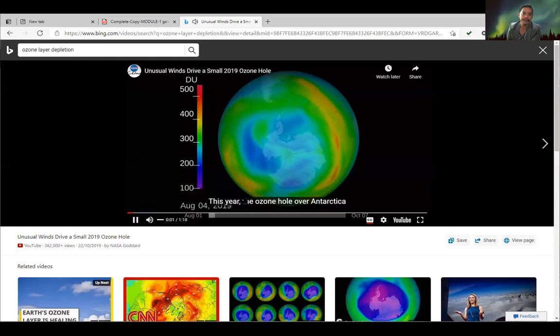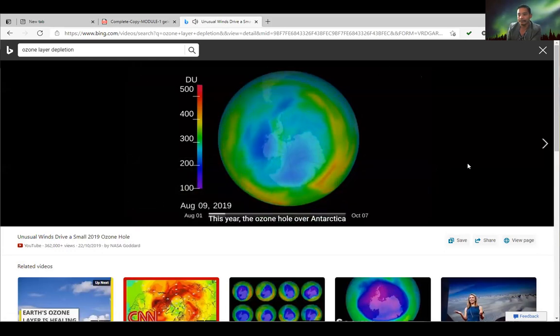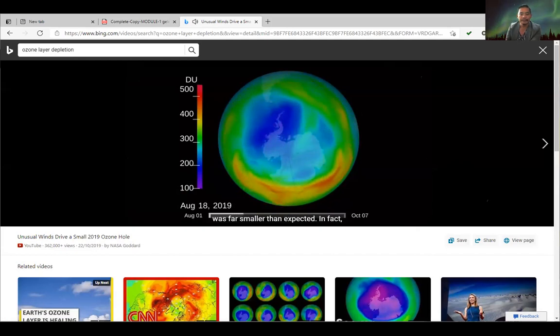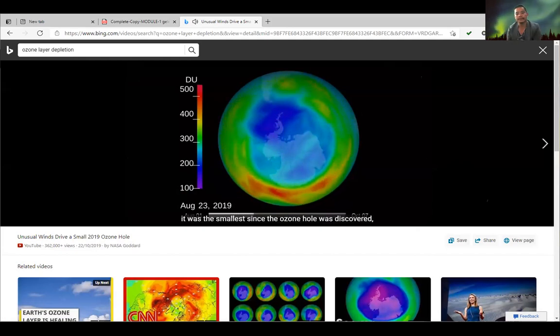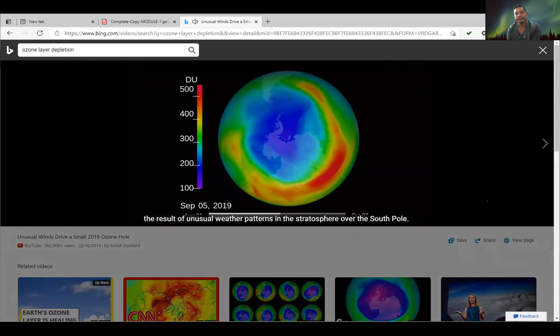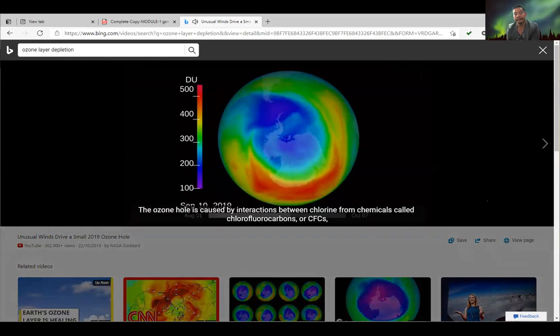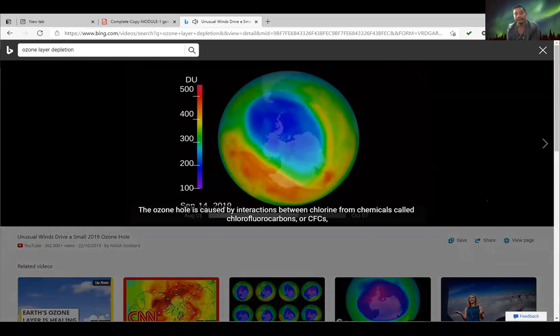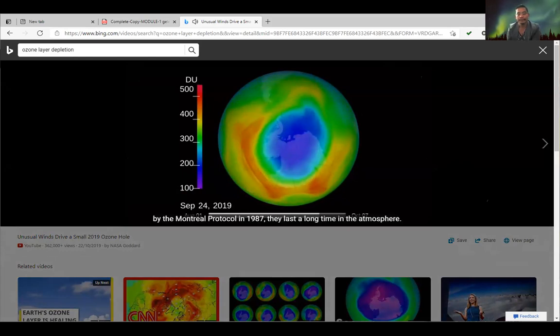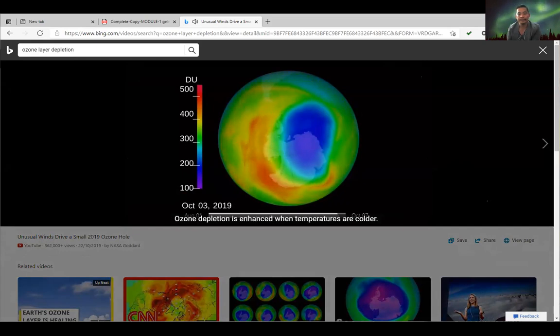Let's check it out. This year, the ozone hole over Antarctica was far smaller than expected. In fact, it was the smallest since the ozone hole was discovered, the result of unusual weather patterns in the stratosphere over the South Pole. The ozone hole is caused by interactions between chlorine from chemicals called chlorofluorocarbons, or CFCs, and ozone. Although CFCs were banned by the Montreal Protocol in 1987, they last a long time in the atmosphere.